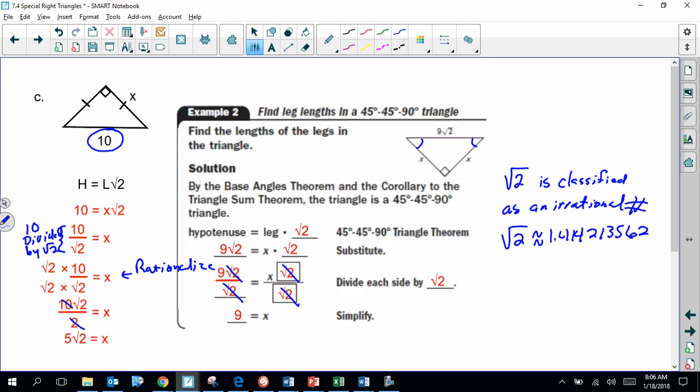And you're going to see problems like that in your practice problems, on your quizzes, on your tests. So it's very important that you know how to work the math. It's not just knowing the rule for the special right triangle, it's what do I do if I have a radical number in the denominator? How do I take care of that? And that's called rationalizing.